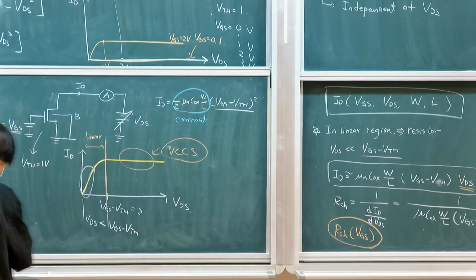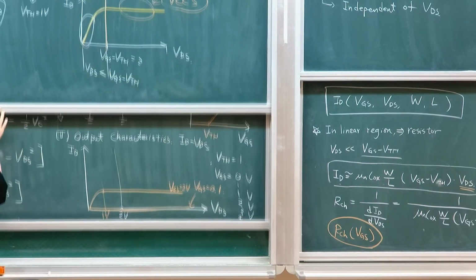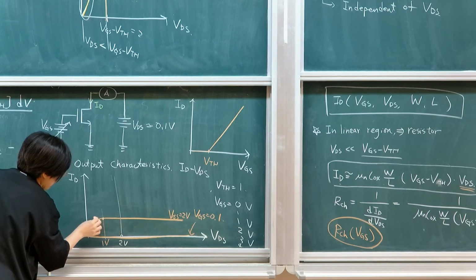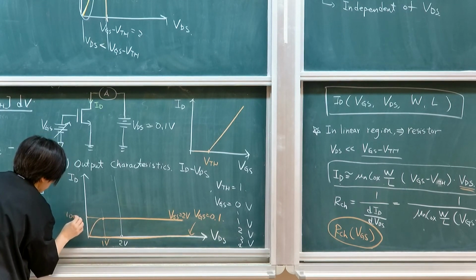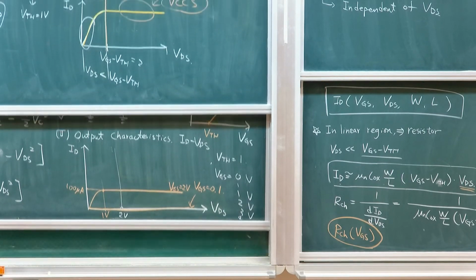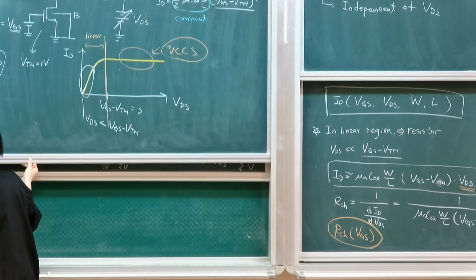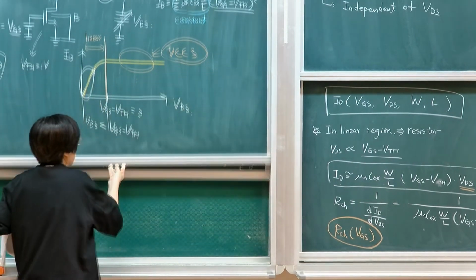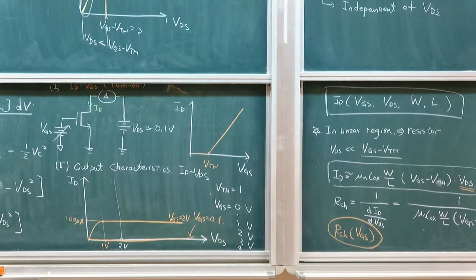So let's say at VGS equals 2 volts, your saturated current is 100 microamp. What do you expect the saturation current level to be for VGS equals 3? Because this part is constant, this will be how many times? 4 times, right? Yes, correct.